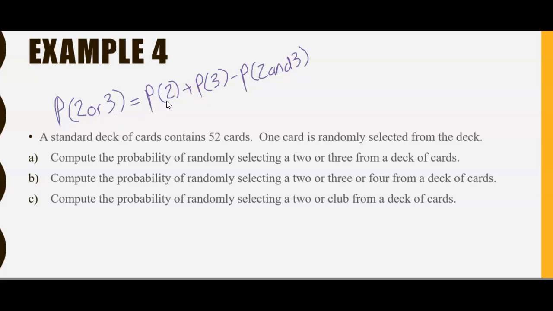So then we need to know the probability of a 2. Probability of a 2. There are a total of 4 2s in 52 cards.